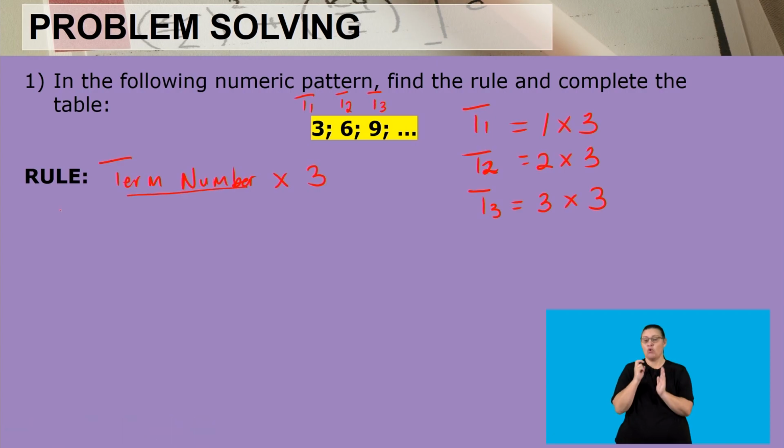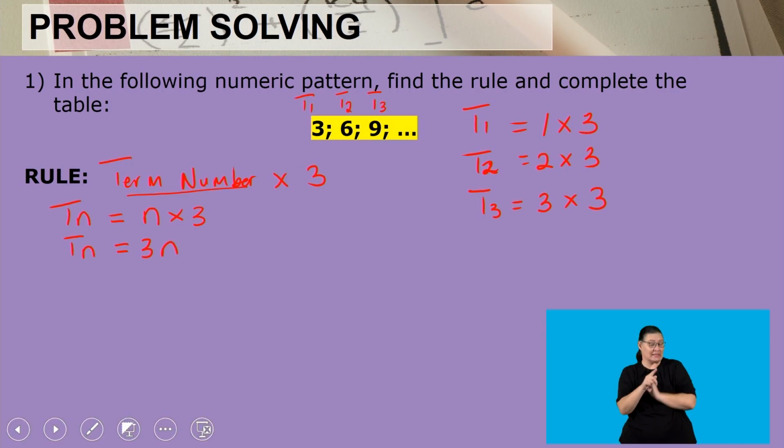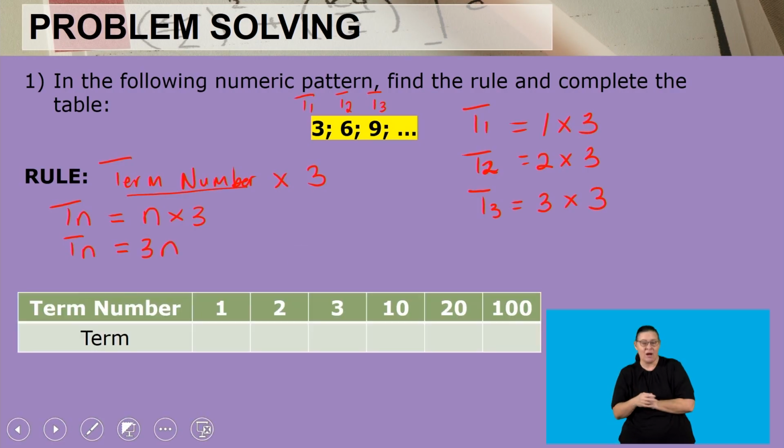So what could be the rule here? Well, the rule here could be our term number, which is represented by n, and we multiply that by 3. Of course, that would be written as 3n. Now, can we represent this in a table? Let's see how we can do that. Now, if we have a table there, of course, the first 3 terms, the first term is 3, the second term is 6, and the third term is 9.